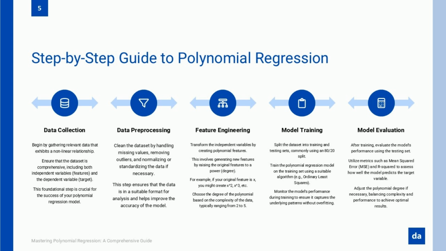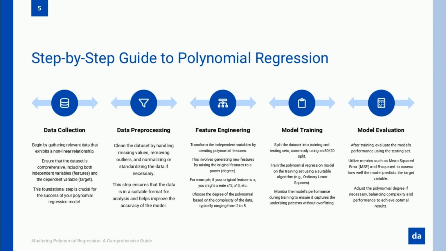Once the dataset is prepared, the next step is to train the polynomial regression model. Split the dataset into training and testing sets, typically 80-20 split. Train the model using a suitable algorithm such as ordinary least squares, OLS, to find the best fitting polynomial function. Monitor model performance during training to ensure it captures the underlying patterns without excessive complexity.